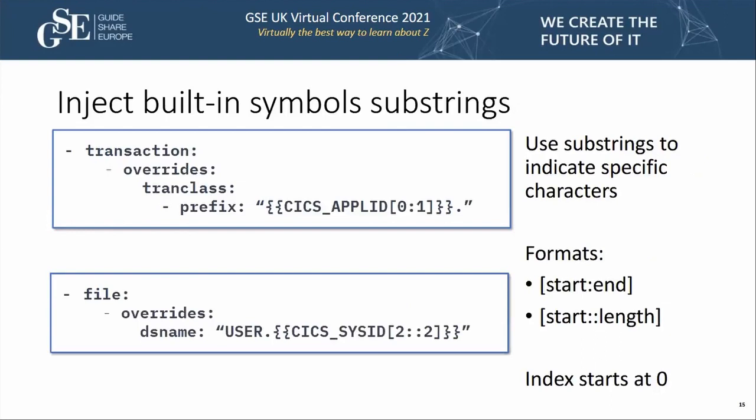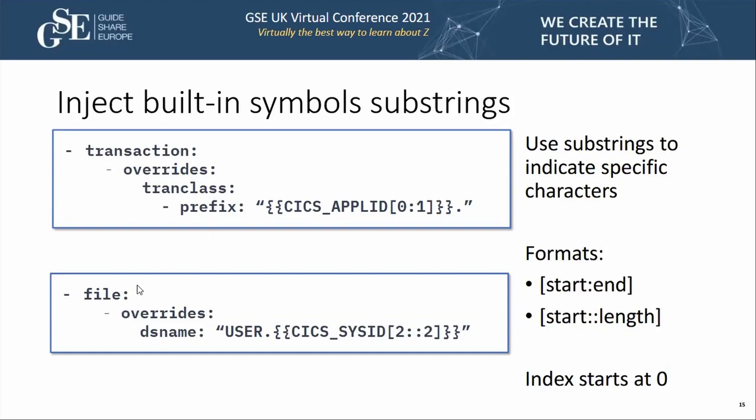So as well as the substrings, we also have the ability to inject substrings into the symbols. In this case, we want to take the tran class, we're going to override the tran class, provide a prefix. We're going to use the CICS Apple ID symbol, but here we're saying left square bracket 0:1, right square bracket, and that's saying that we want to take index 0, which is the first character in the Apple ID, and end the substring at the second character with a 0 index. So we would get the first two characters for Apple ID, and that would become the prefix for the tran class.